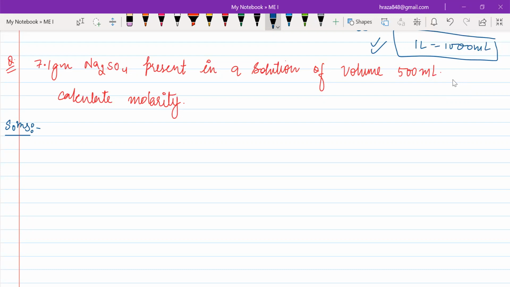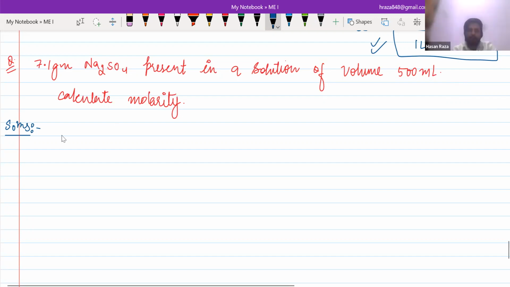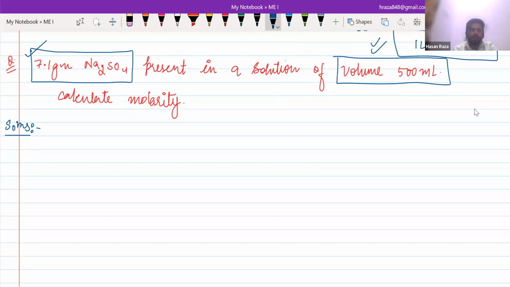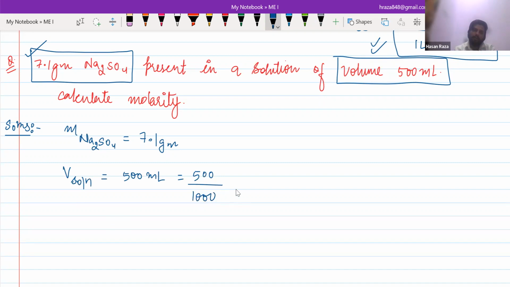Sir, the answer is 0.1. 0.1. Okay. Let me check. So it's given that the mass of Na2SO4 is 7.1 gram and volume of solution is 500 ml. So we can write here the given mass is 7.1 gram, and volume of solution is 500 ml, which you can easily convert into liter by dividing by 1000, and you will get half liter.